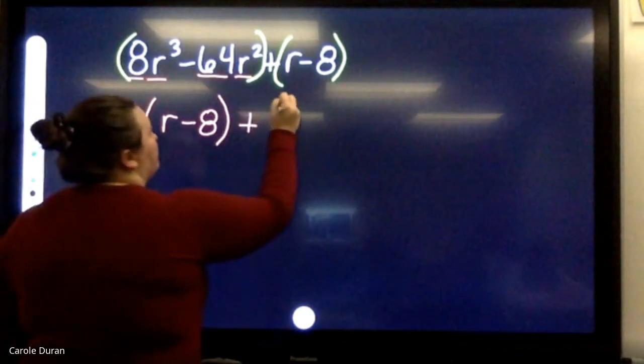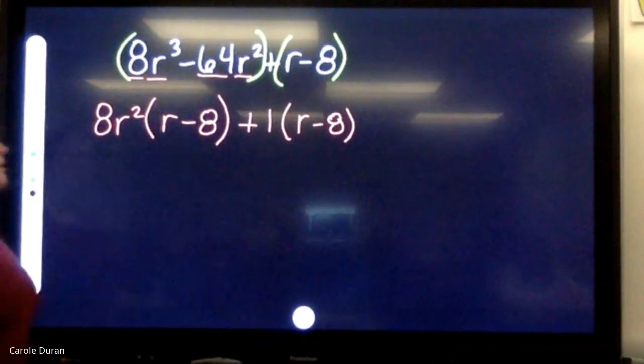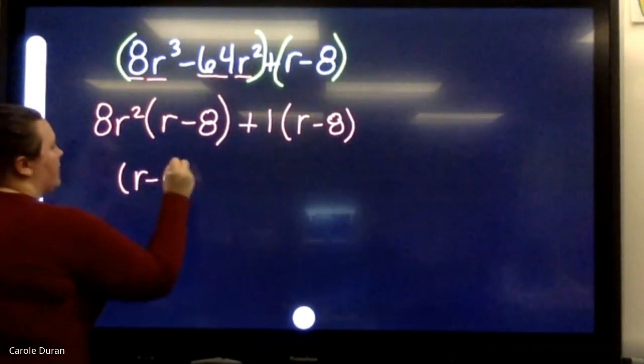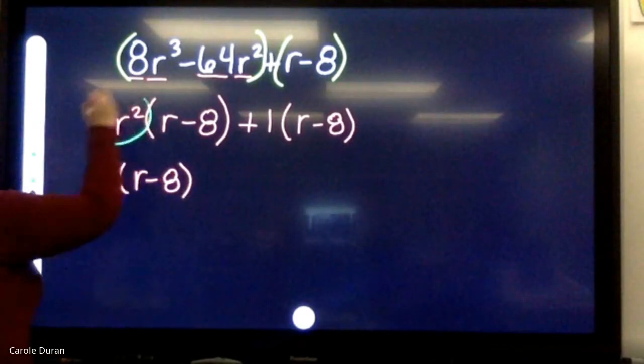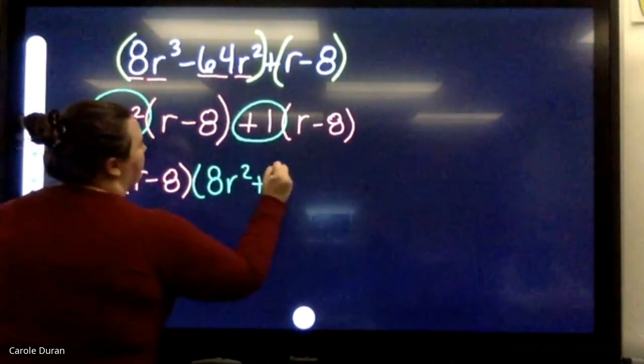So this just becomes plus. You can put a 1 here if that makes sense to you. 1 times r minus 8, and now I can factor. So the r minus 8 is my shared factor, and then I pull what I took out of them and put them together as my second factor.